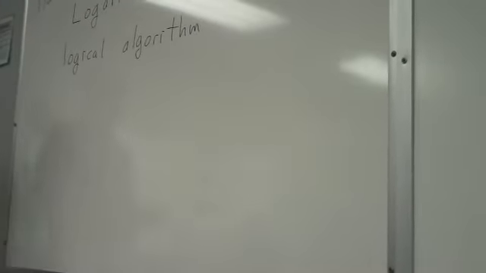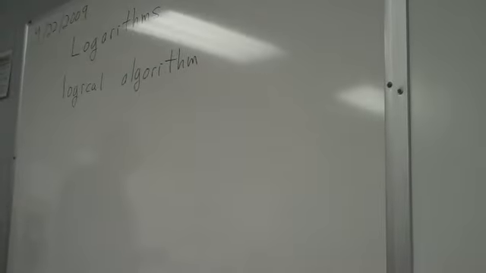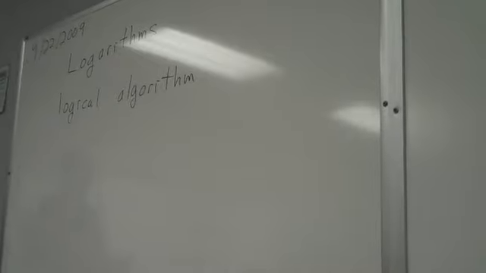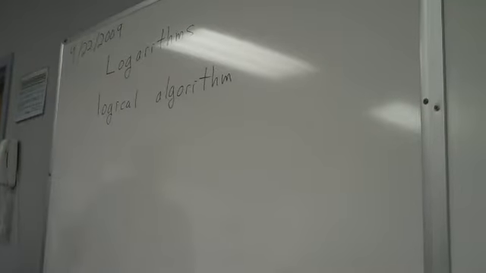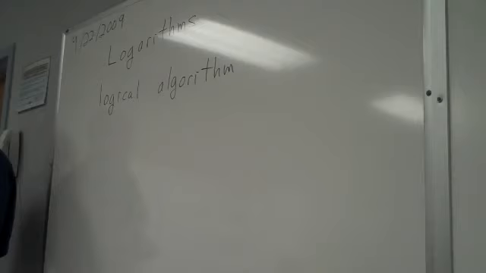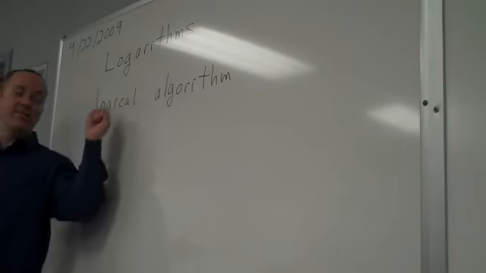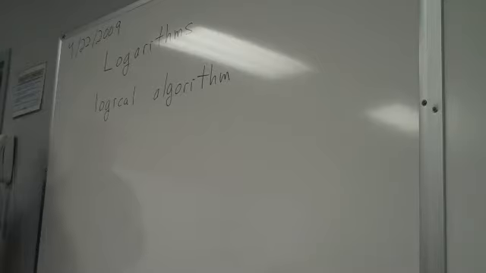Logical algorithm. The logical algorithm, well, logical means it makes sense according to the rules of logic, some of which I hope you learned in geometry. Algorithm is a method or series of steps designed to produce a specific outcome or solve a specific mathematical or logical problem. Logical algorithm, a solution that makes sense.